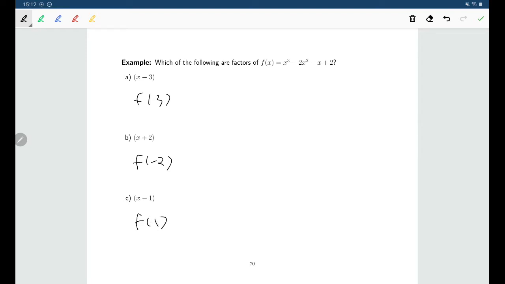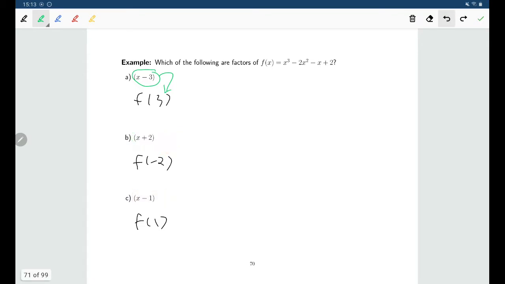One thing to notice here is if x minus 3 is a factor, that would give you the x-intercept of 3. That's why I'm using positive 3. Just like if x plus 2 were a factor, that would give you an x-intercept of negative 2, which is why I'm using negative 2. And for the last one, that's why I'm using positive 1.